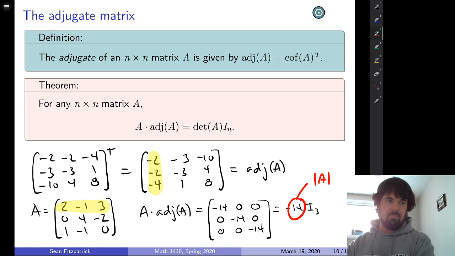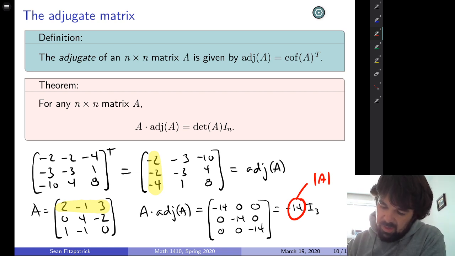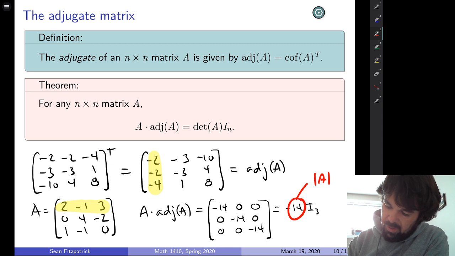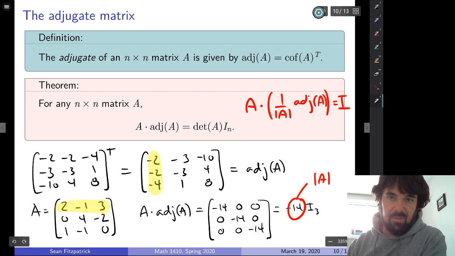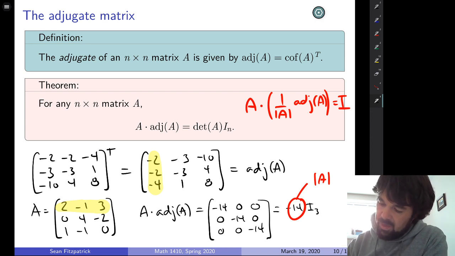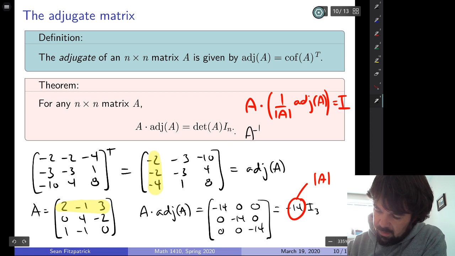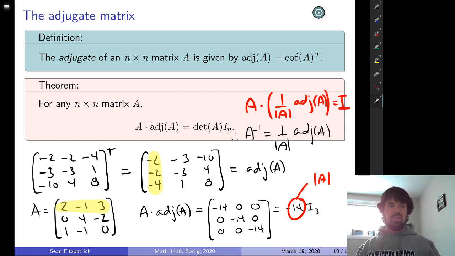Okay, so what this boils down to is that you can divide by the determinant over here and you get something that looks like this. A times 1 over determinant of A times the adjugate is equal to the identity, right? But if we have A times something equal to the identity, that something must be an inverse, right? So the inverse of A is 1 over the determinant of A times this adjugate matrix. So this gives you another method for computing the inverse of a matrix.